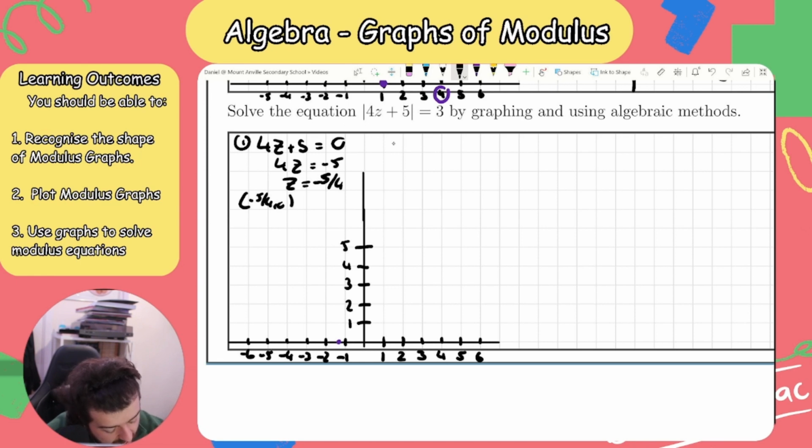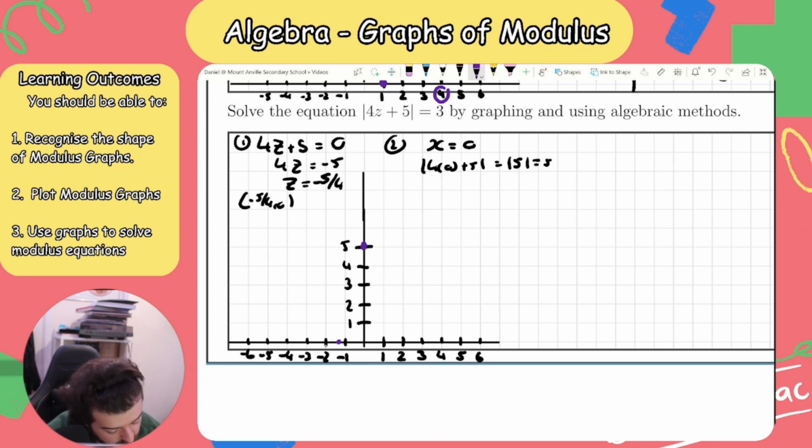Right? Next point here. Point to the left and point to the right. I'm just going to choose x is 0 because that's a nice point to use. So 4 times 0 plus 5 is equal to the modulus of 5, which is equal to 5. So go to 0, go to 5. There's my second point. And then I need a point to the left.